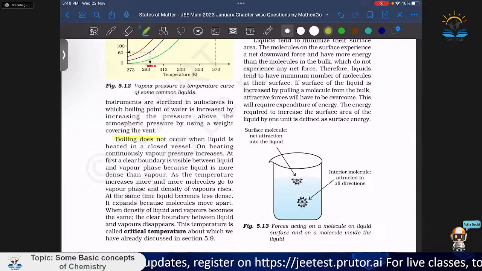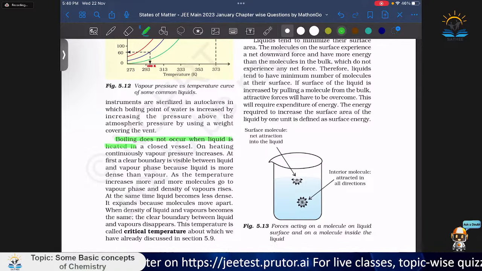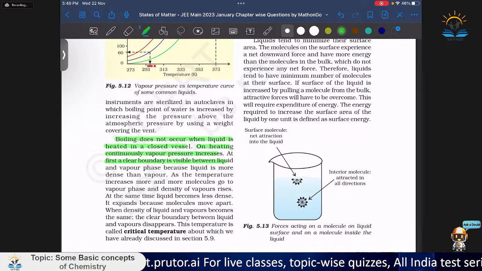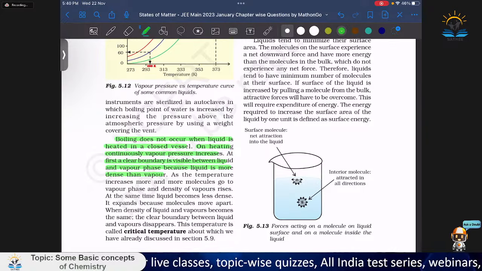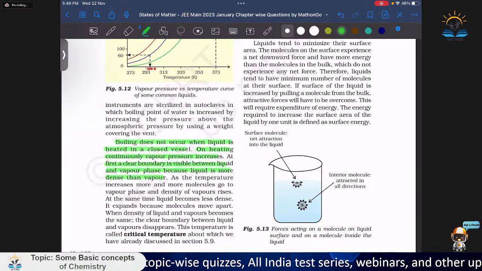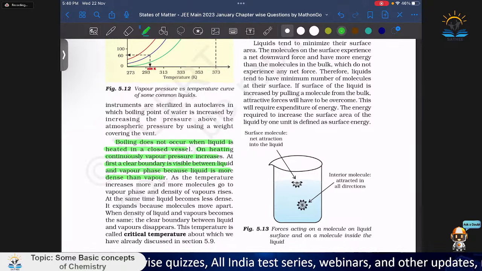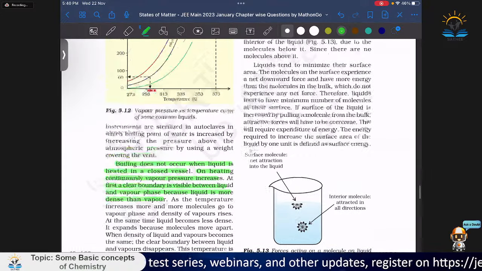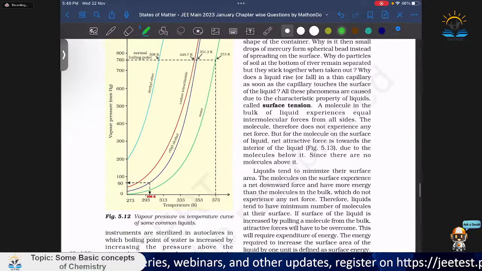Boiling does not occur when liquid is heated in a closed vessel. Okay. On heating, vapor pressure continuously increases. At first, a clear boundary is visible between liquid and vapor because liquid is more dense than vapor. As the temperature increases, this boundary is gone and everything turns into vapor. For boiling, you need to expose the liquid to atmospheric pressure to see big bubbles or boils. Okay. Now, what is surface tension?